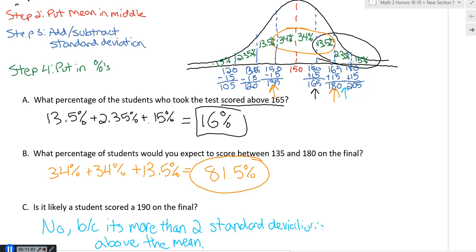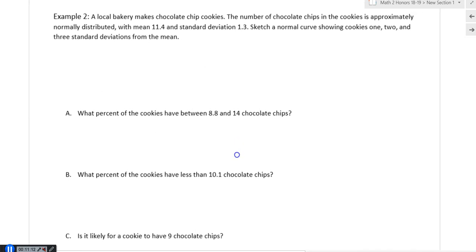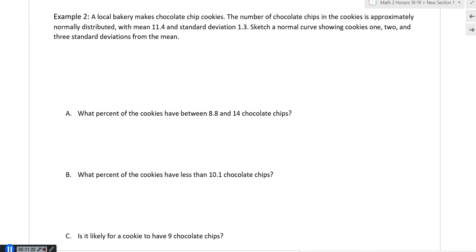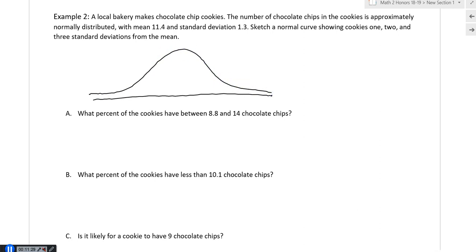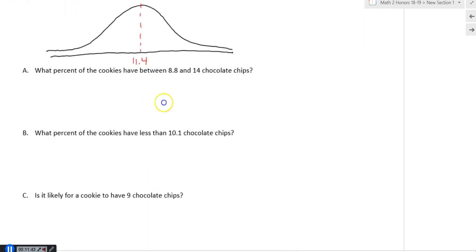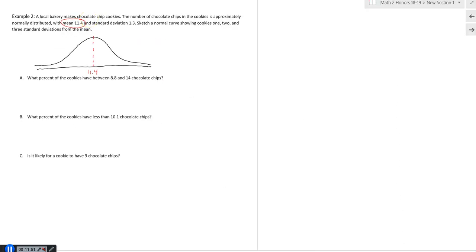All right, let's look at one more example. There we go. All right, so again, our first step is to just draw the normal curve. So draw a line, and then draw your curve there. All right, put your mean in the middle. Our mean is 11.4. Then we want to do our standard deviation.